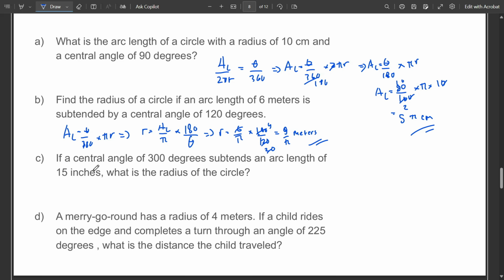Next, a central angle of 300 degrees has an arc length of 15 inches. What is the radius? Again, the radius equals arc length over pi times 180 over theta, and that implies the arc length is just 15, right, over pi times 180 over 300 degrees, and this can cancel. This will become 60, right? 60, and this will be 3. This can cancel out, 20. Okay, and this 20 and 180 will become 9, and then times 1 over pi, 9 over pi, and this is inches.